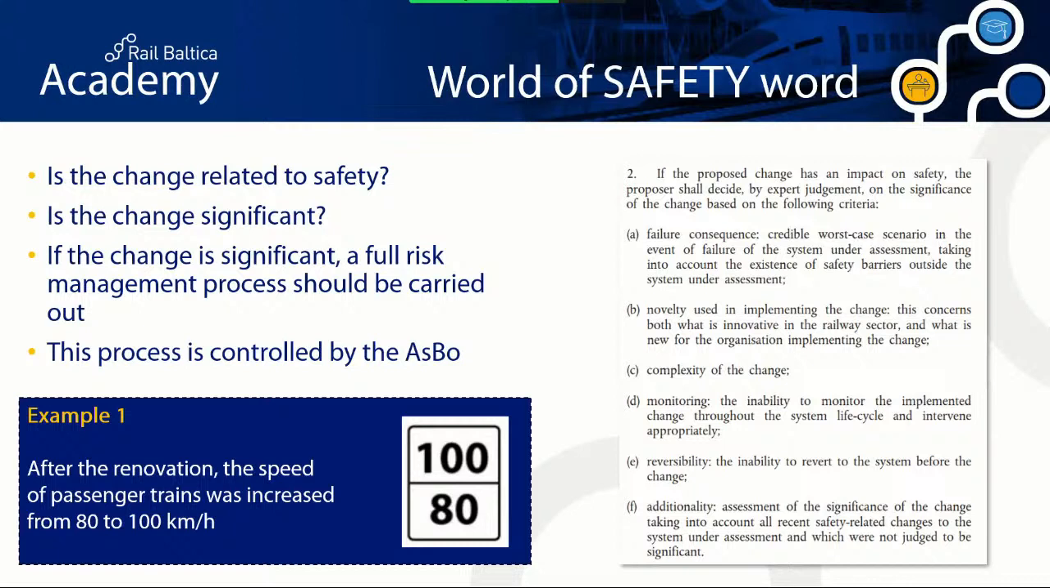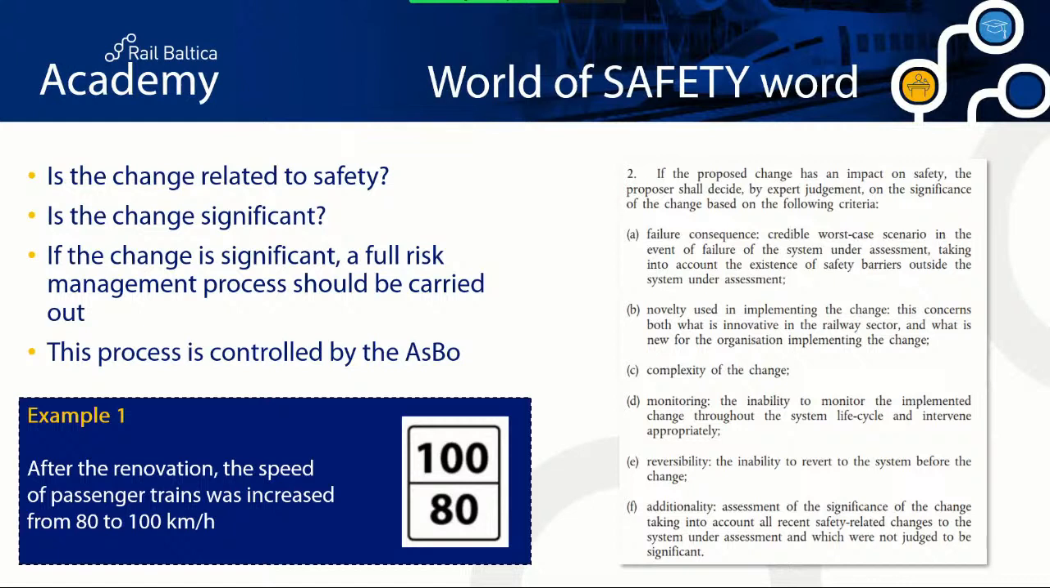We are introducing change into the railway system, meaning that we don't have this infrastructure right now, and in a few years we should have it. There's also so-called change in this respect. So the first example, we are infrastructure manager. We've renovated track, and thanks to it, we can increase the speed of passenger trains from 80 kilometers per hour to 100 kilometers per hour.